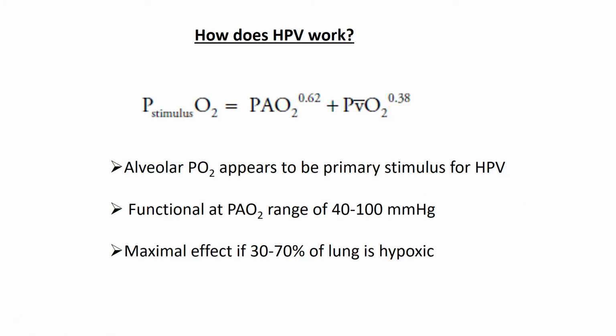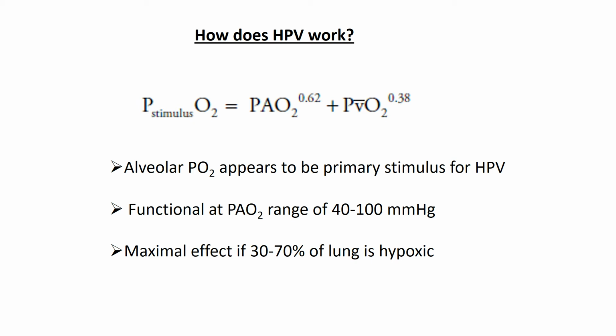There is some controversy about the exact mechanism and site of action of HPV. Various mechanisms for the vasoconstriction have been proposed, including calcium-dependent vasoconstriction. The important thing to know is that the primary stimulus for HPV is the alveolar partial pressure of oxygen. This makes sense because this will lead to detection of regional hypoxia and therefore cause regional vasoconstriction. The pulmonary venous PO2 also acts as a stimulus for HPV, but to a smaller extent.